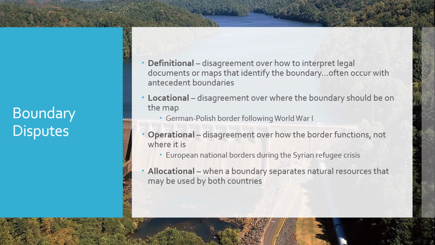And then you also have an allocational dispute, which is basically when a boundary separates natural resources that can be used by both countries. So say it's split by a river or a lake or even an ocean. How do you decide how to use resources between the two?